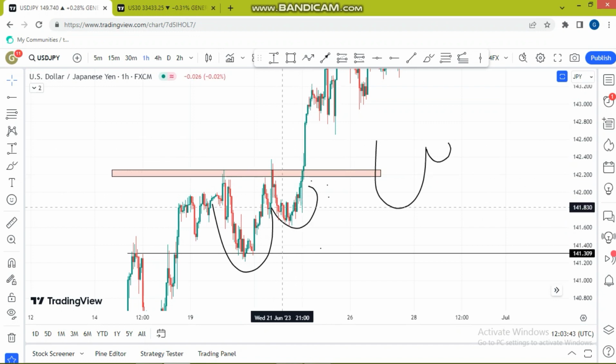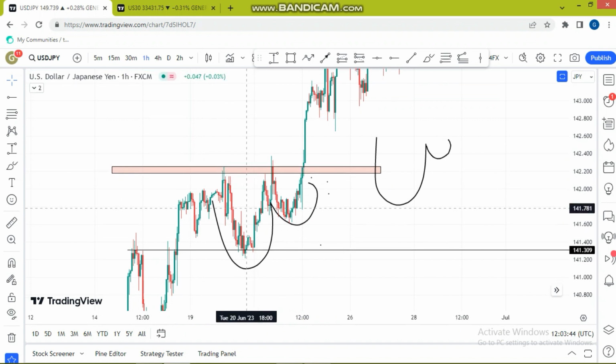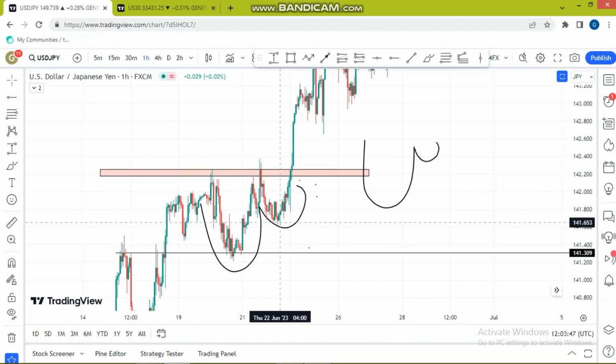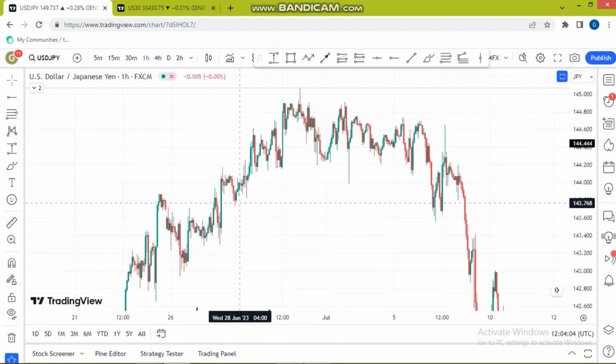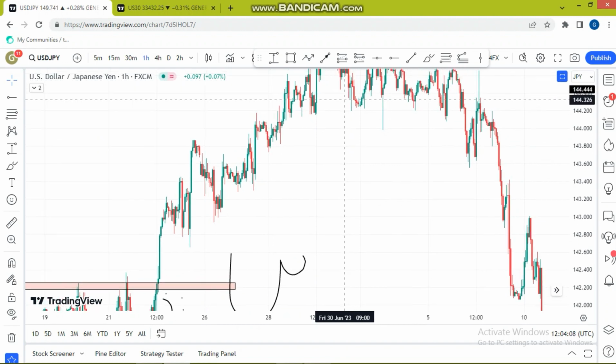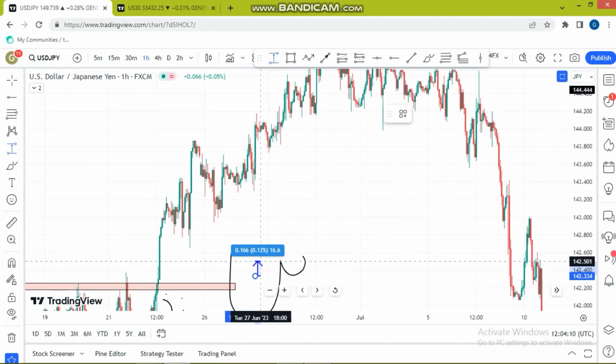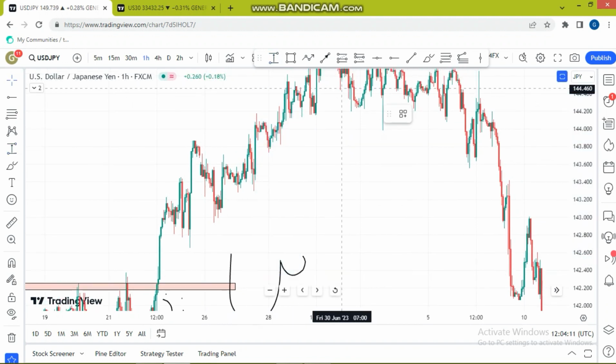So when I see something like this, where price sold off and didn't sell off much to this area here, I'm sure it is building up a cup and handle pattern. So definitely I'll be looking out for something like this. Price broke out strongly to the upside, and as you can see, that was a massive move. Definitely you'd have caught a lot of pips right there.